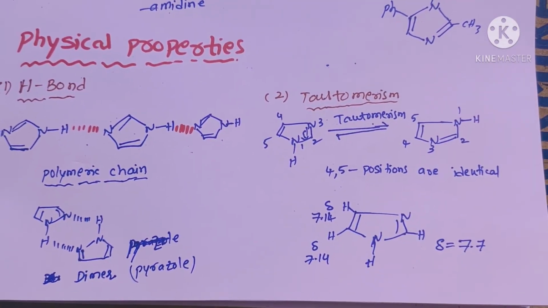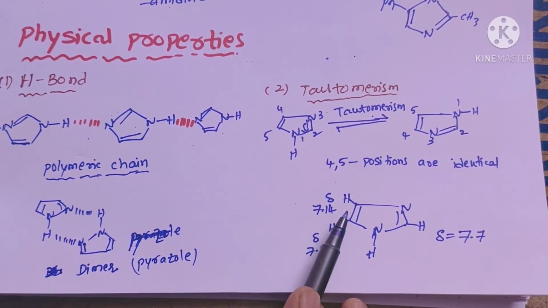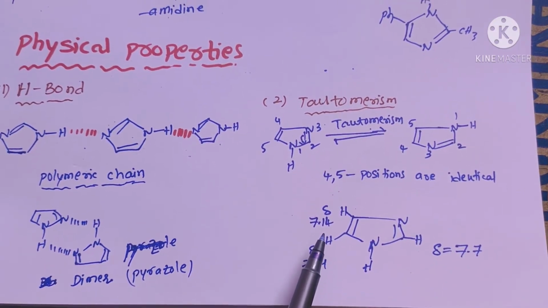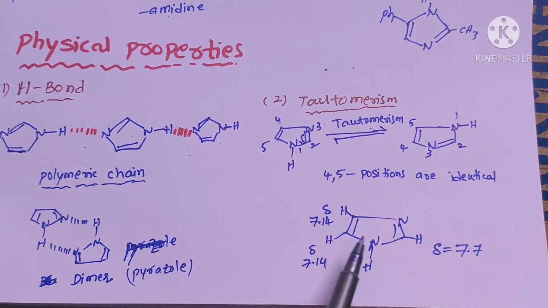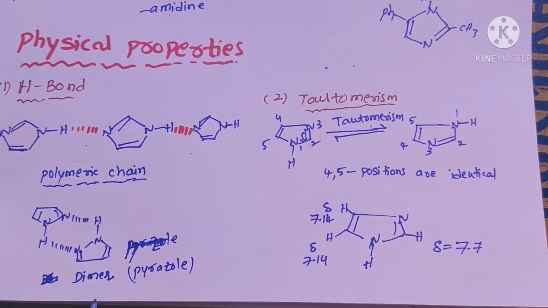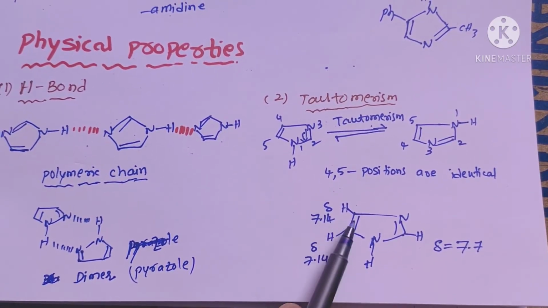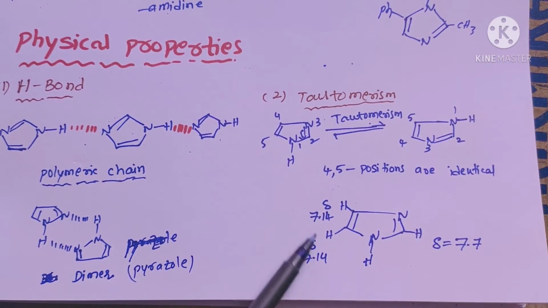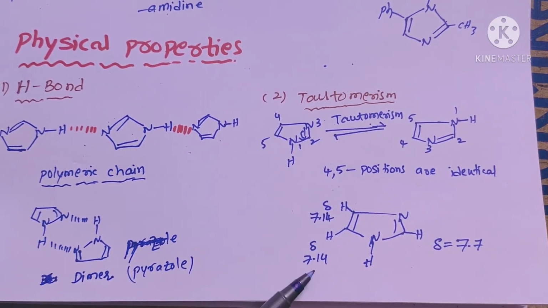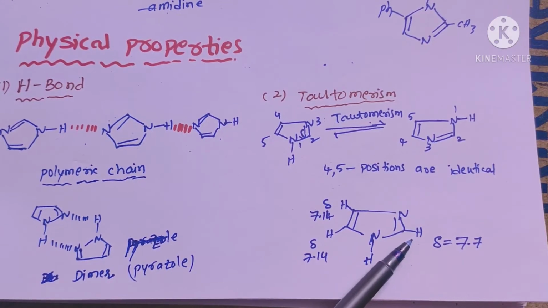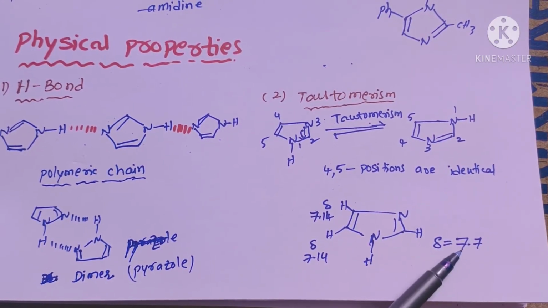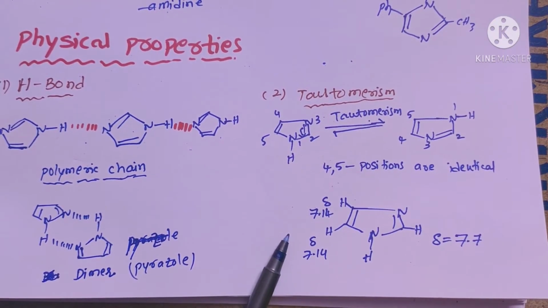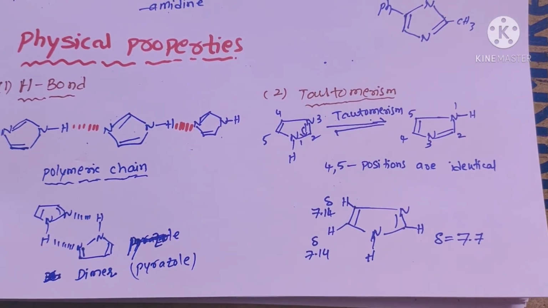As a result, the hydrogens present at the fourth position and fifth position behave in a similar manner. That means the environment around these two hydrogens becomes much similar. As a result, both these hydrogens give the NMR signal at the same chemical shift, that is 7.14 and 7.14. And this hydrogen gives the signal at 7.7. By this proof, we can say that tautomerism exists in imidazole.